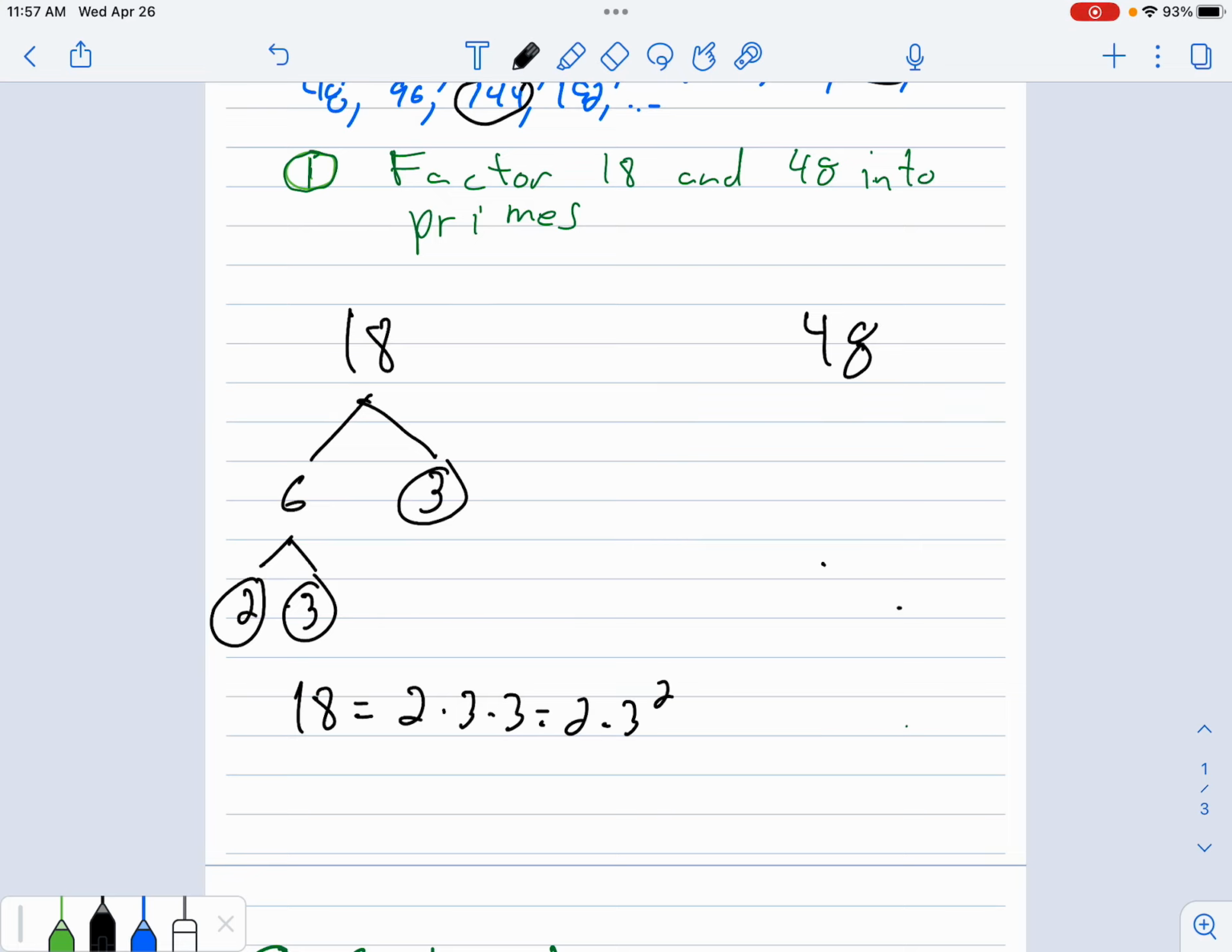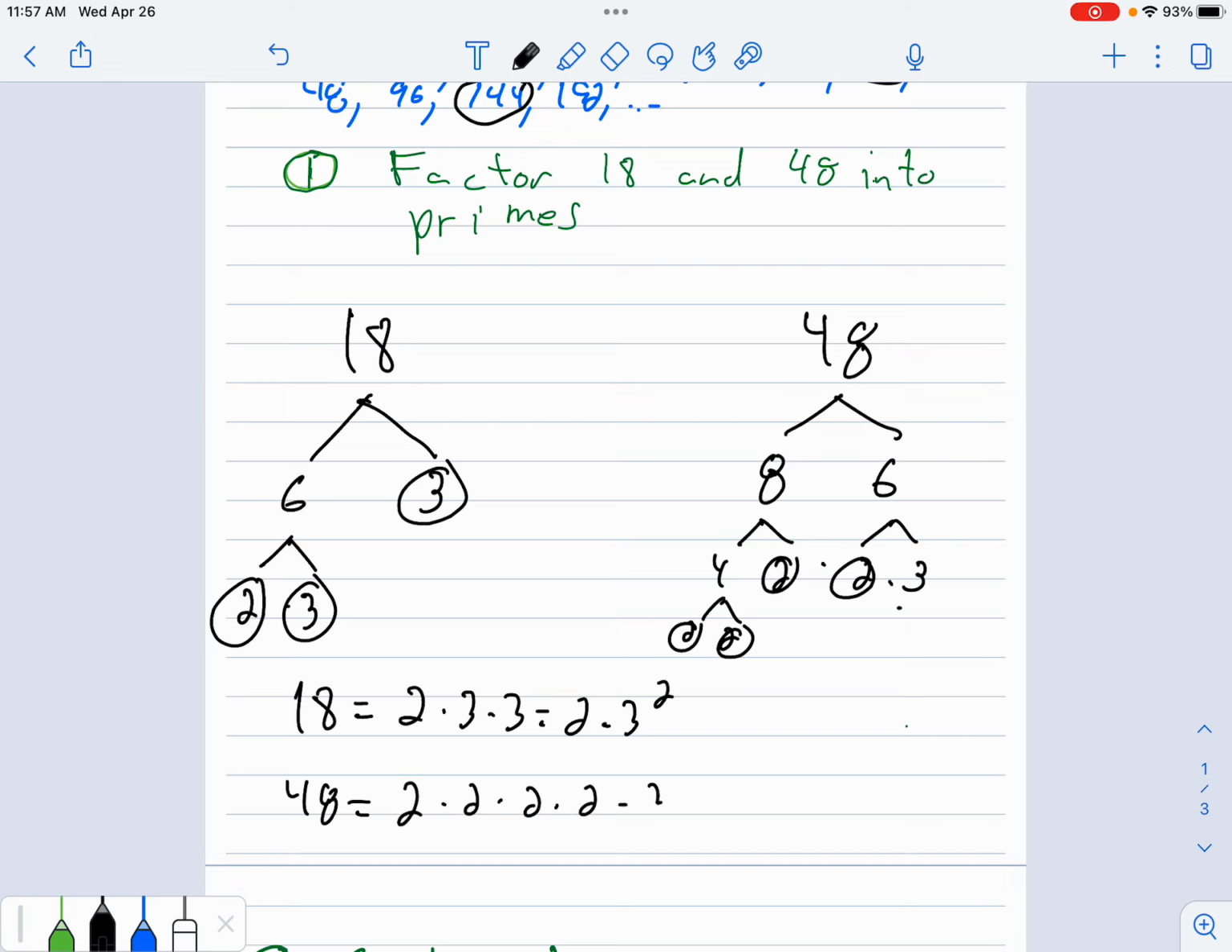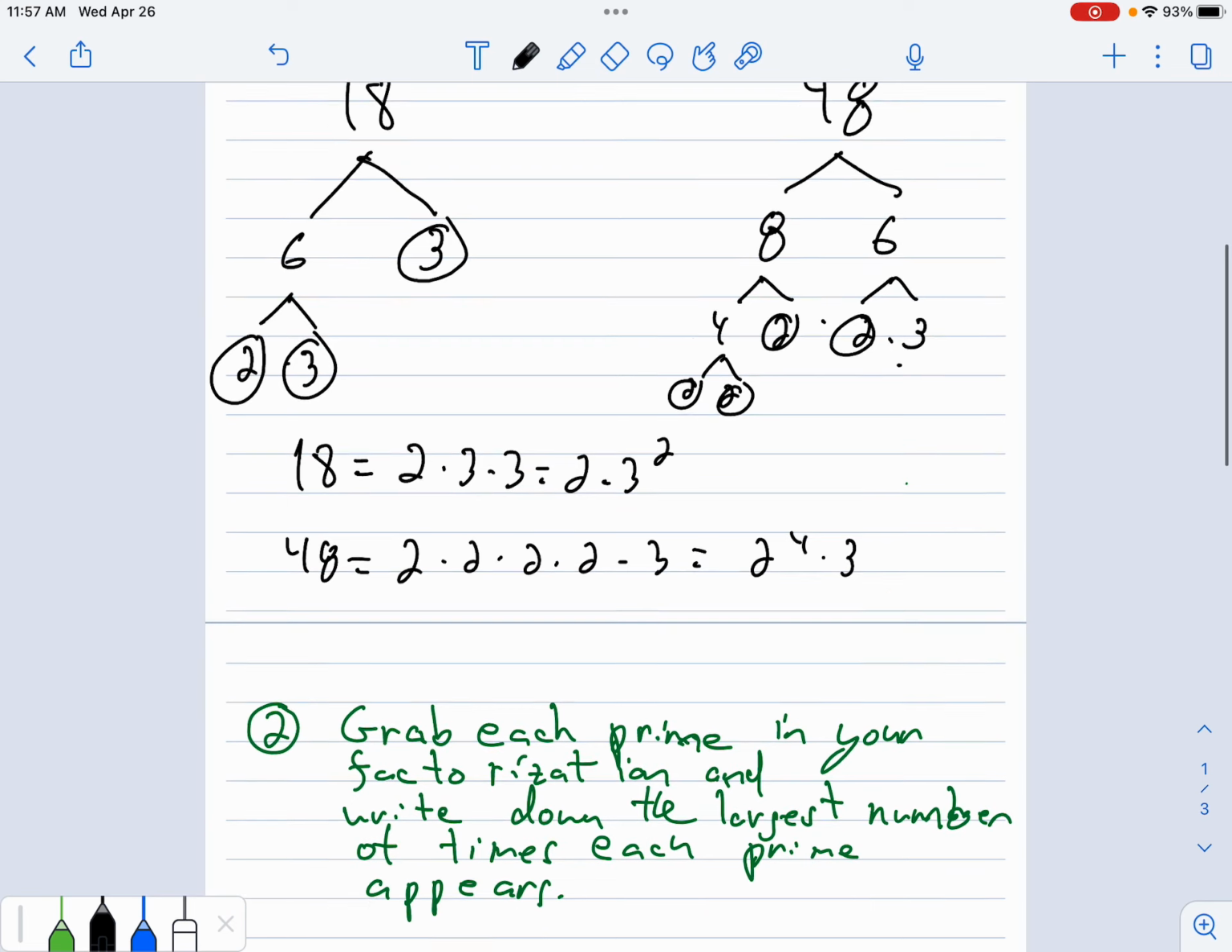Okay. Same thing with 48. I don't know, 8 times 6 is what we can think of. If you want to do 12 times 4, that's fine as well. 2 times 3 is what 6 factors down to. 8 is 4 times 2. And then furthermore, 2 times 2 gives you that. So in our case, 48 would equal 2 to the 4th times 3. And there you go. Those would be your 2 prime factorizations.